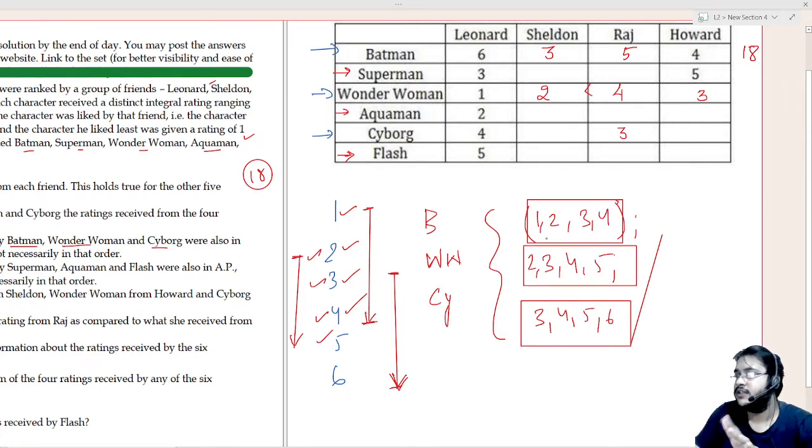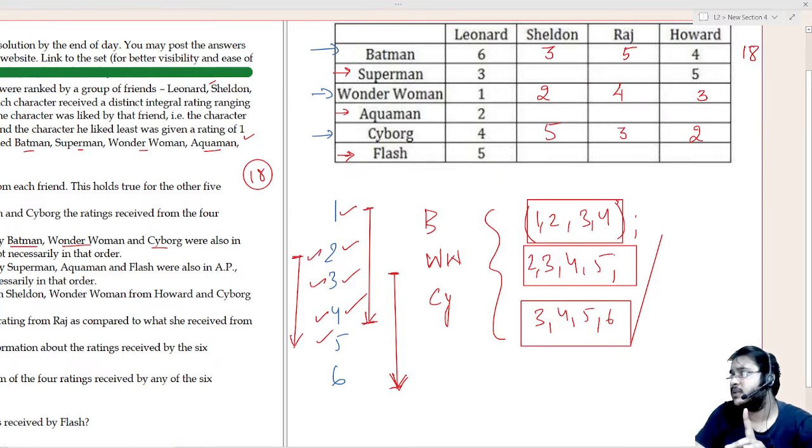Now the one that is left is Wonder Woman, rather this one, 2, 3, 4, 5, and I have to fill that for Cyborg. Okay, so where can I put 2, 3, 4, 5? 3 and 4 have already been taken care of. 2 I cannot put over there, so 5 has to invariably come in that place and 2 will come in this place.